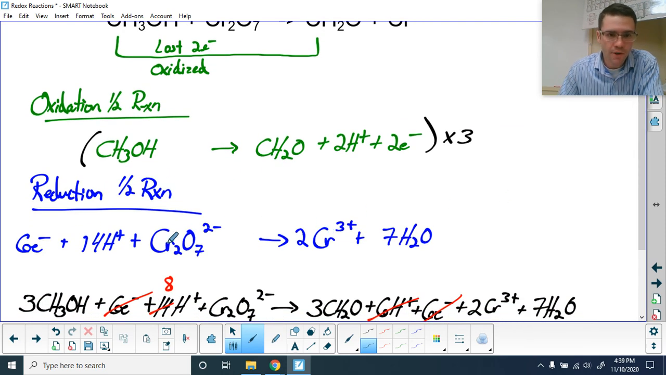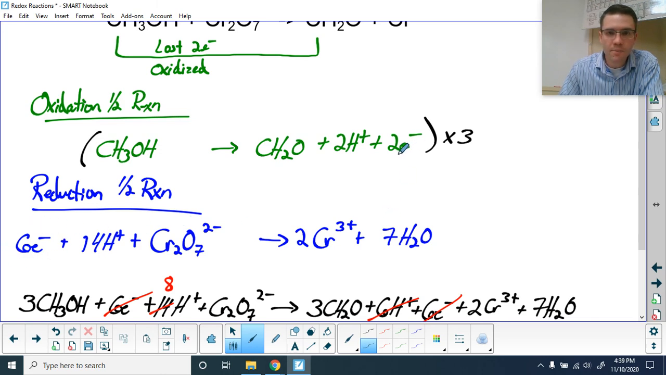Balance your atoms first. You would have started by balancing your 2 in front of your chromium because we need 2 chromiums on both sides. I have 7 oxygens, so I need 7 H2Os. That gives me my 7 oxygens. Once you have your H2Os, you want to use your number of hydrogens on this side, which is 14, and add 14 positive protons on this side. That's from your acidic solution. And then add up your total charge on the left and total charge on the right, and you'll find that you need 6 electrons on the left side.